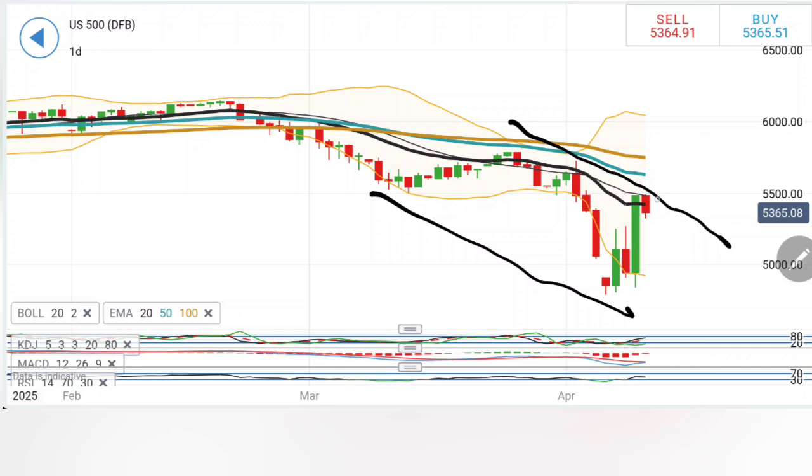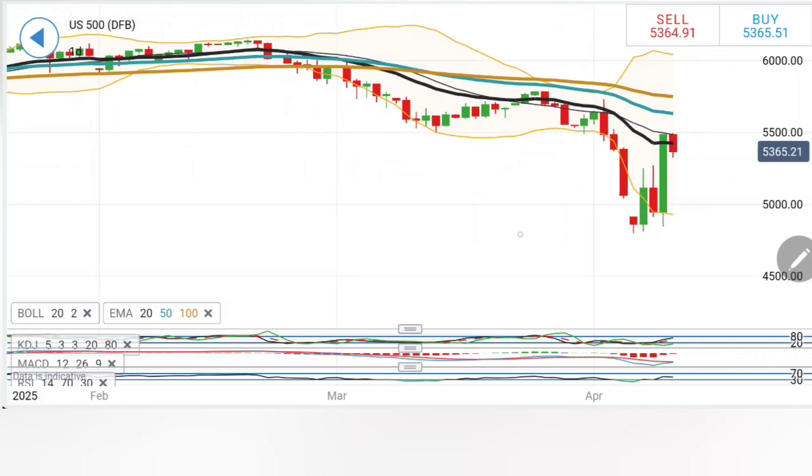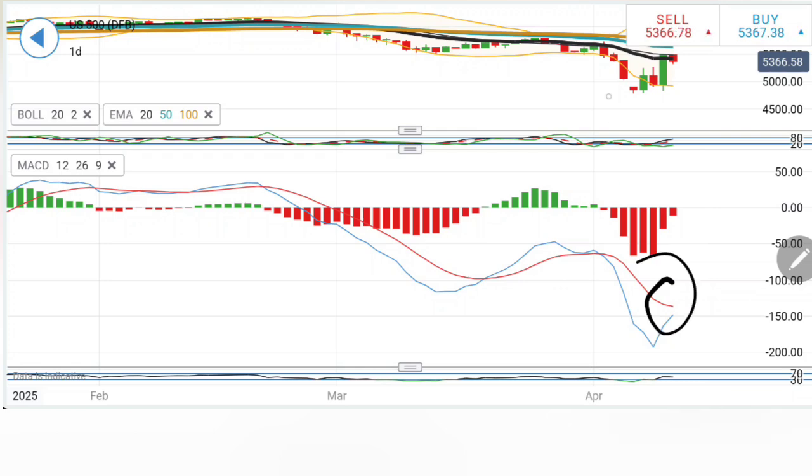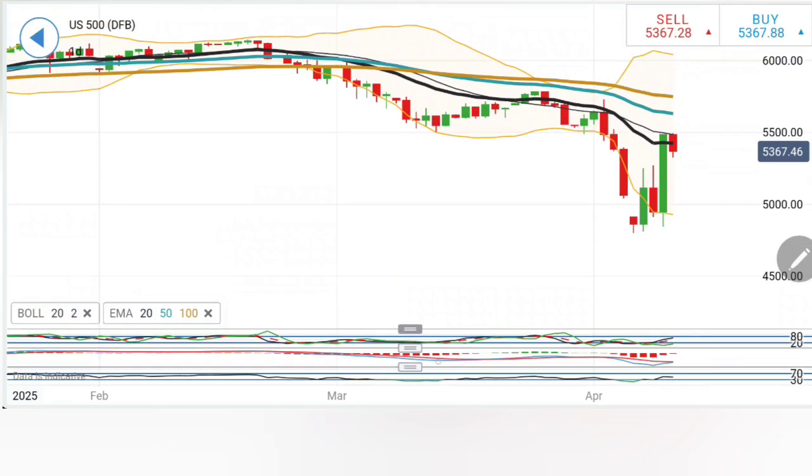This is trading in this large bearish channel. The lows are far below on the downside. Stochastic rising here. The MACD is trying to converge. It has not yet crossed over. The RSI has come out of the oversold zone.